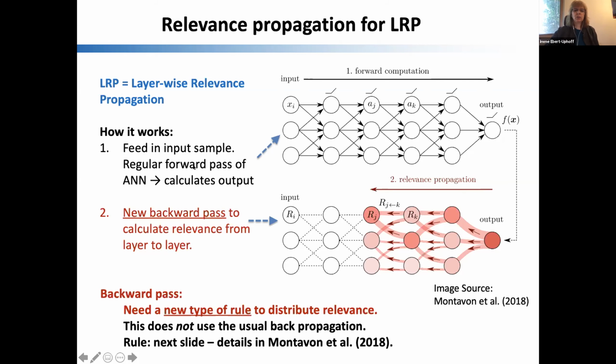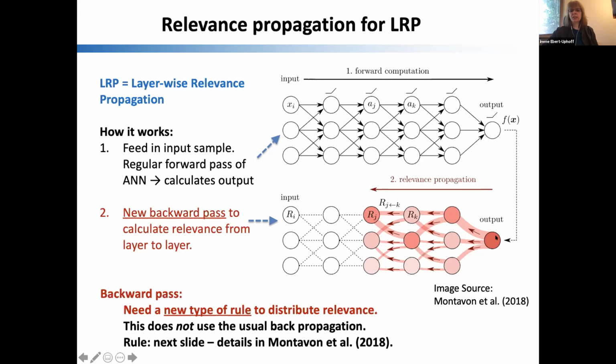So how it works is that you feed in your input sample, and you do a regular forward pass of the neural network that calculates the output, but it also calculates all of the activations over here. So now for each neuron, you know the activation of that neuron based on that image. Then you do a new backward pass that propagates the concept of relevance backwards. You take the output over here, you stick it in here and say, that's the relevance value for this neuron. And now you try to calculate the relevance of every single neuron going backwards.